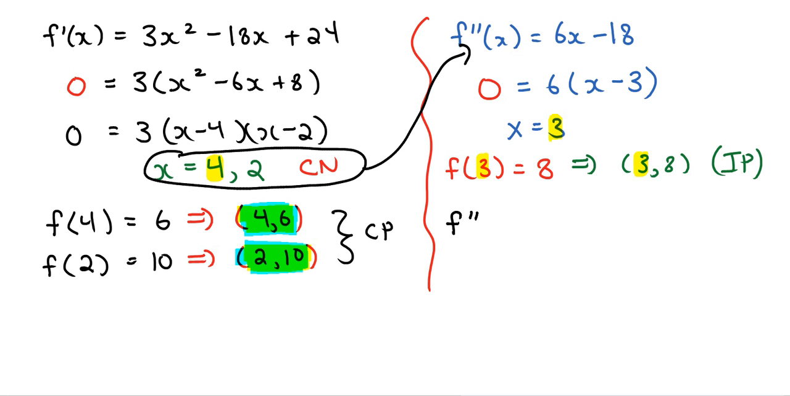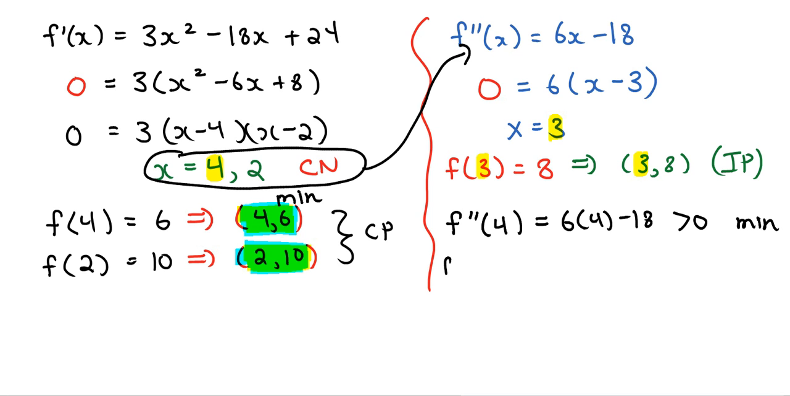So if I evaluate f double prime of 4, which is one of my critical numbers, this is going to be 6 times 4 minus 18, and this will definitely be positive. This is greater than 0, so that means you have a min there. So the point (4, 6) is a min, M-I-N.